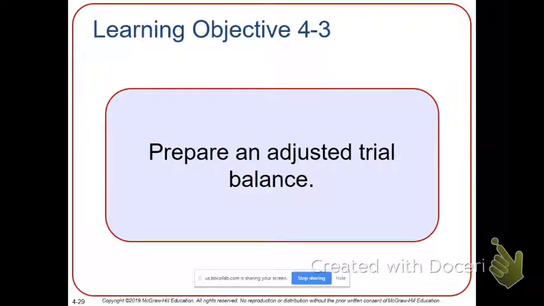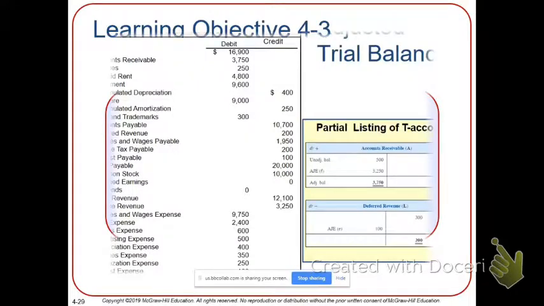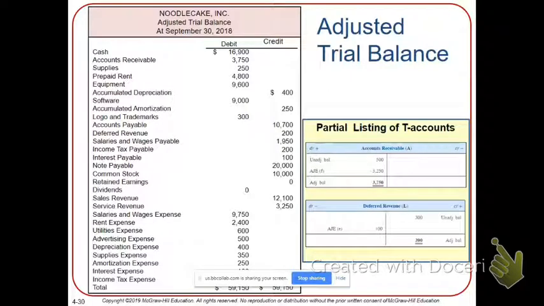All right, so the next thing that we're not going to do, but you would do, is prepare an adjusted trial balance. That is a part of your working papers, but we're not going to do that. If you look at your working papers, shortly after the problems we just did, you have empty T accounts, and then you have a completed T account.